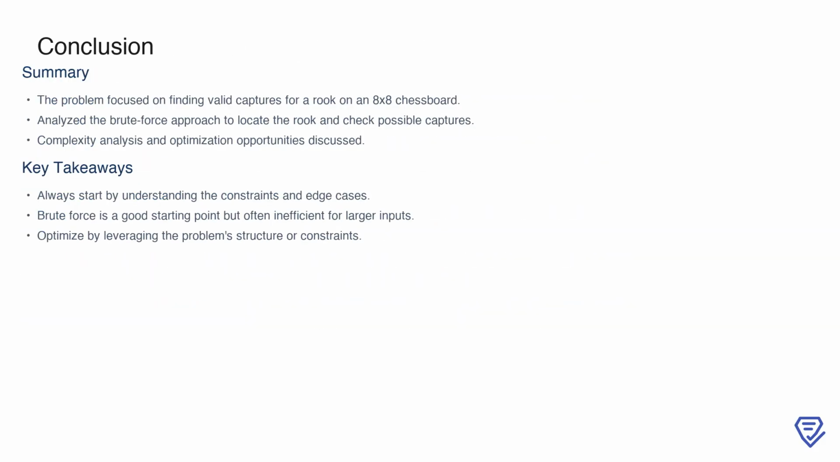Great job following through the problem. Today, we explored how to find the rook's valid captures on a chessboard, starting with a brute force approach. Remember, understanding the problem's constraints and iterating on your approach is key to efficient solutions. Thank you for watching, and we hope to see you in the next one.